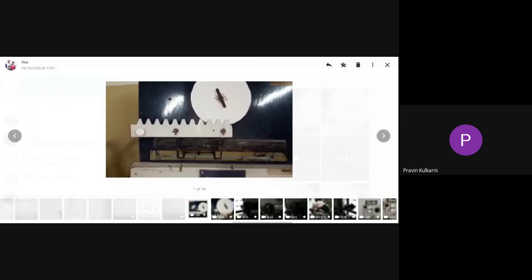Remember, the setup is meant for understanding the methodology which is used in the generation of gear teeth. So remember that using this setup, we can't manufacture a real gear. We are going to simulate the process of gear cutting.